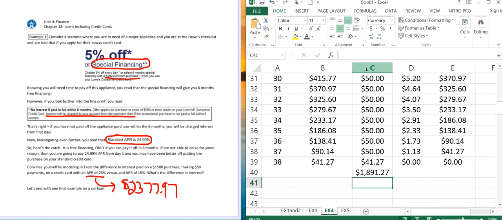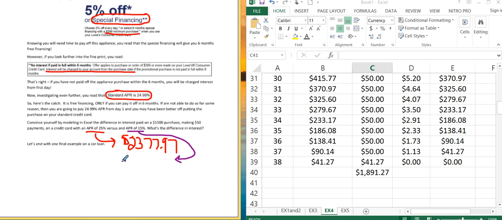So with my 15% purchase, with the APR of 15%, I spent a total of $1891.27. Let's keep in mind here for a second, sometimes I will ask you what did you pay in total? So that's what these numbers are. These are both the total that we paid.